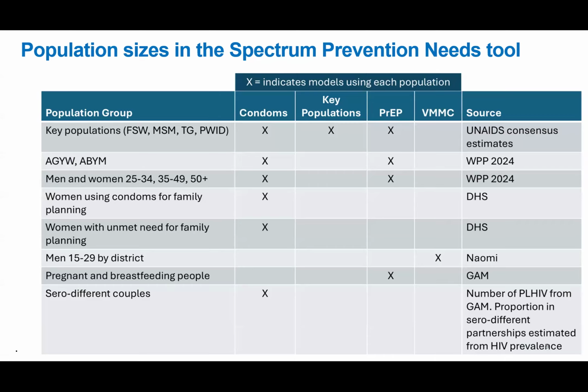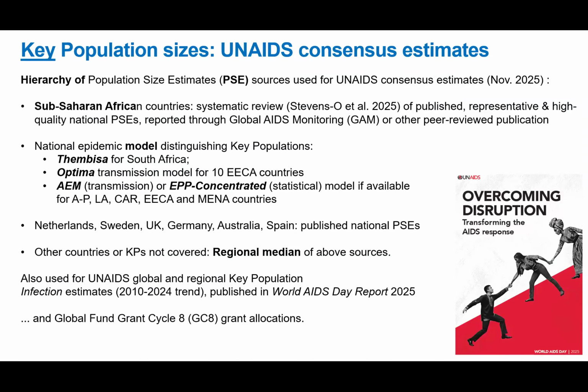So what are the UNAIDS consensus estimates for the key populations? Essentially, we updated this recently. We do this every 2 years. They are national population size estimates that most countries report through Global AIDS Monitoring, GAM. Additionally, however, we also consider other national size estimates if they are of quality, representative of the country, and possibly peer-reviewed.